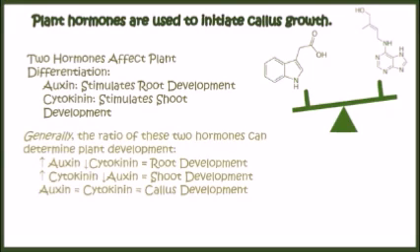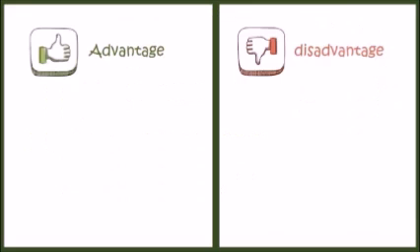If auxin is high and cytokinin is low, then root development is augmented. If cytokinin is high and auxin is low, shoot development is preferred. But if auxin and cytokinin are in an equivalent 1:1 ratio, then callus development is induced.